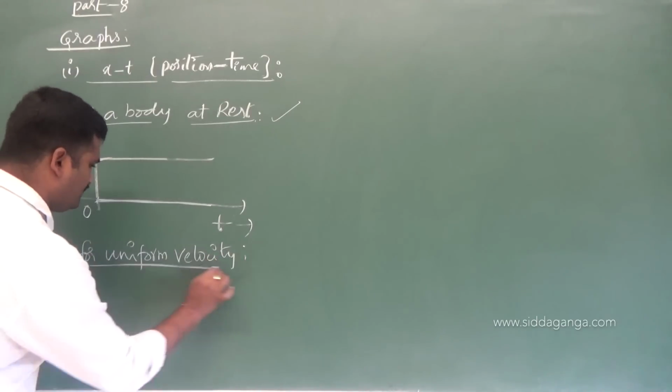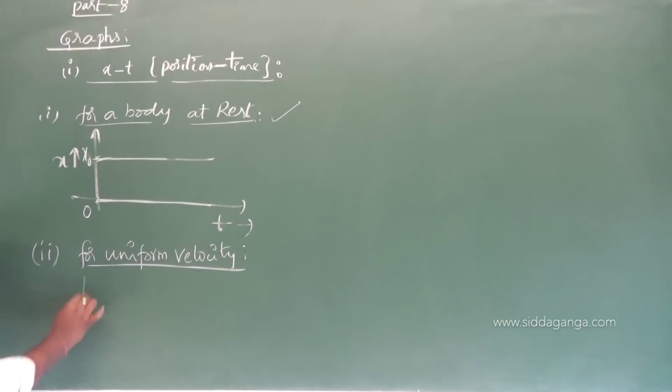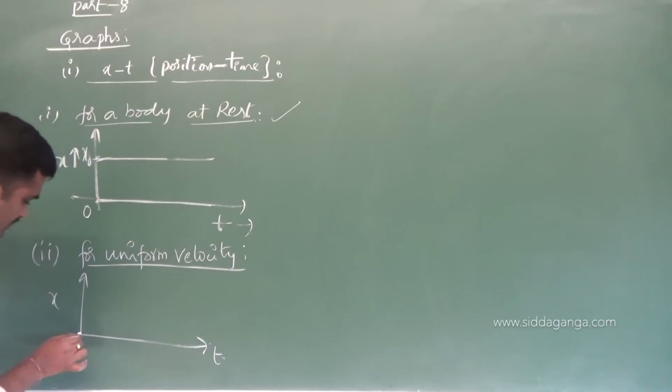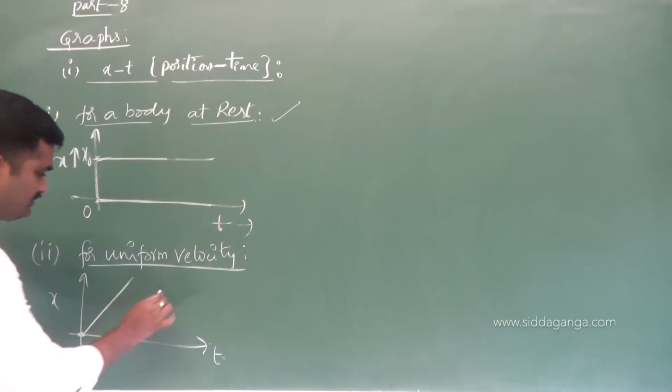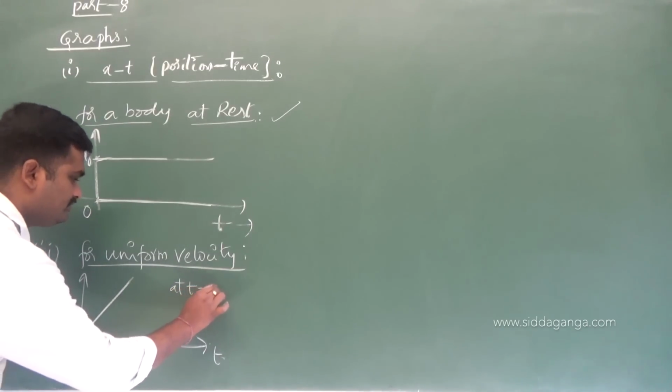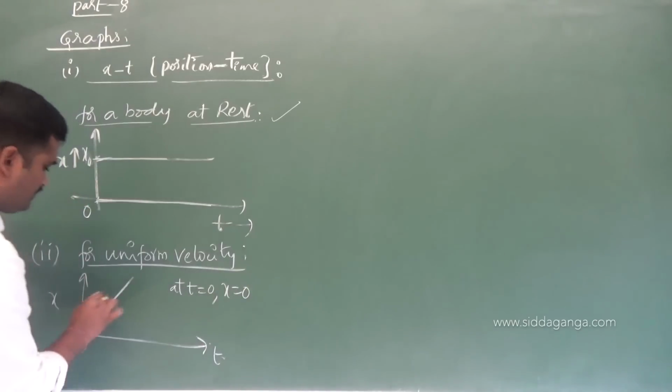Now see here, uniform velocity. This is starting from origin. I will write here: this is position and this is time. Here the particle is starting from where? Origin. At t equals 0, x equals 0. This is what? Uniform velocity.